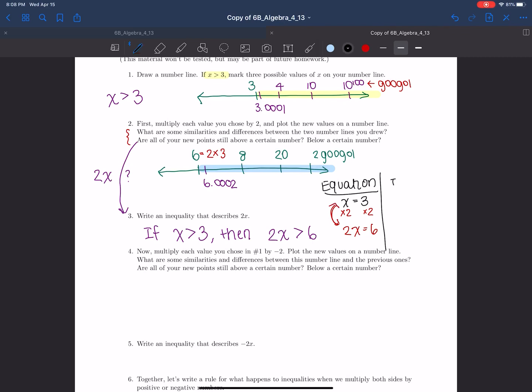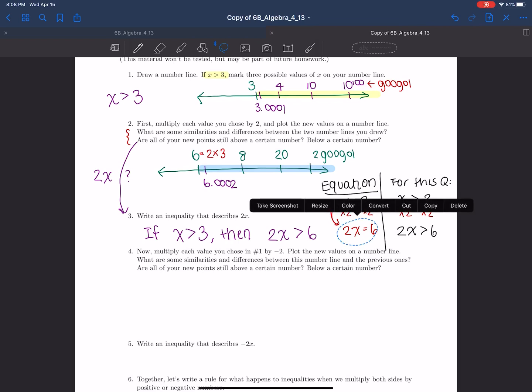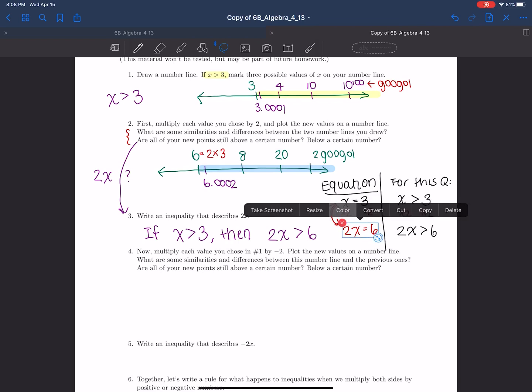So for this question, we started off with x is greater than 3, and it looks like we can multiply both sides of this inequality by 2, and we would get 2x is greater than 6, and we keep that inequality in the middle, right? So this is telling us that this multiplication by 2, at least, looks a lot like how we would manipulate equations.